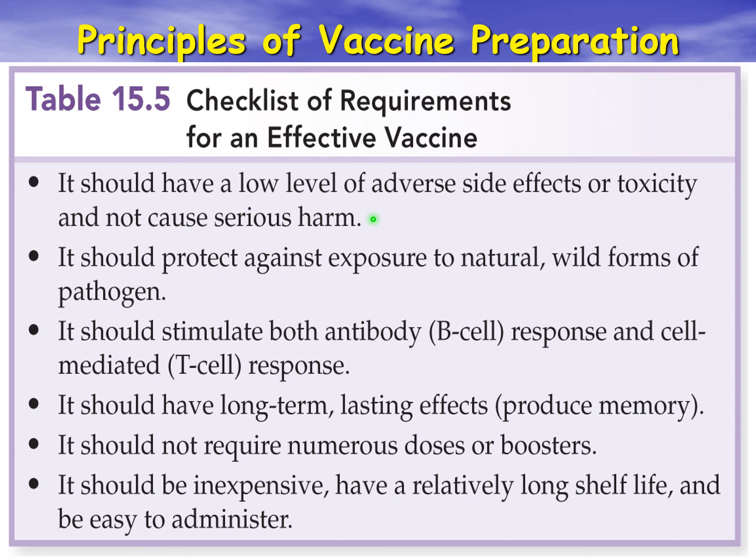Vaccines should protect against exposure to natural wild forms of the pathogen. It should stimulate both a humoral and cell-mediated response. It should give us at least fairly long-term lasting effects, producing memory, and it should not require numerous doses or boosters. The vaccine should be inexpensive, have a relatively long shelf life, and be easy to administer.